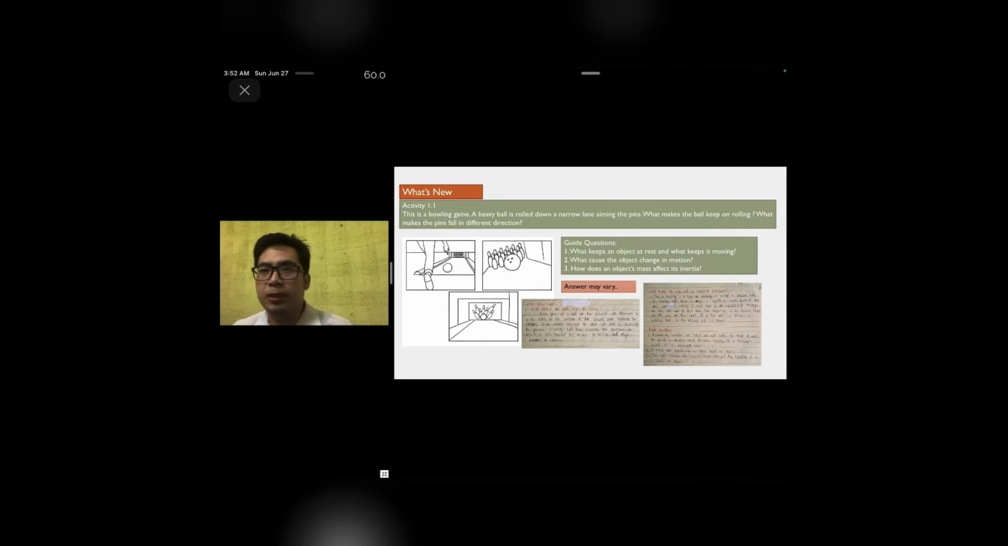Next is another activity. This is a bowling game. A heavy ball is rolled down a narrow lane aiming at the pins. What makes the ball keep rolling? Here, they give their ideas about the scenario of a bowling game with guided questions. What keeps an object at rest and what keeps it moving? What caused the object to change in motion? How does an object's mass affect its inertia? Answers may vary, but these are some of my students' answers.